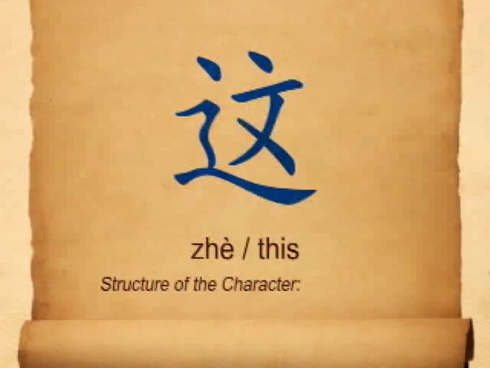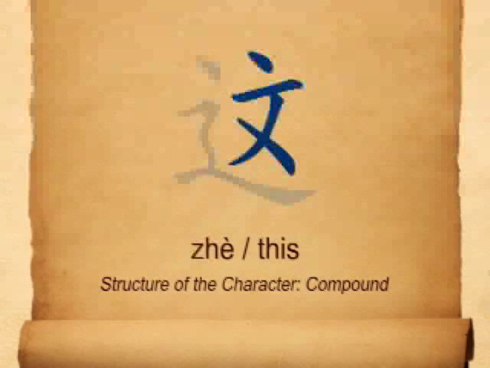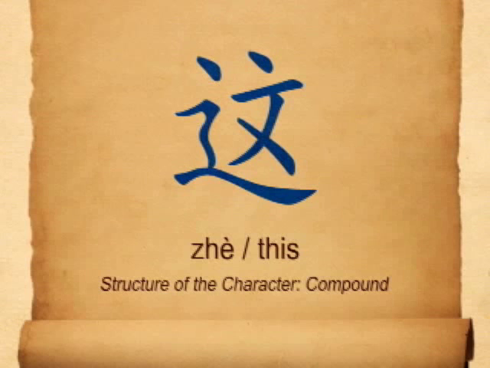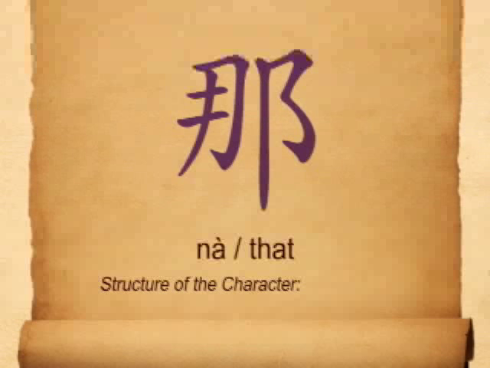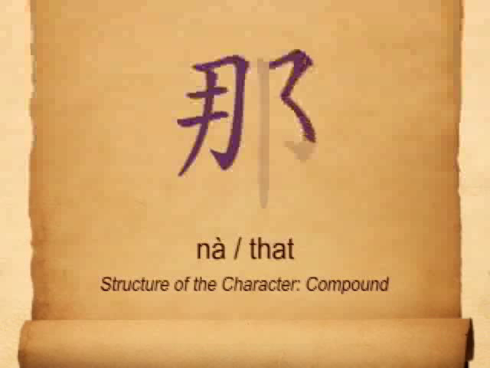Now, let's look at the characters for these words. Here is 这. Look for the parts. What is this structure? Excellent! It is compound. How many strokes do you think it takes to write 这? 7 is correct. Look at 那. It has parts on the left and the right. That makes it what? 对了, correct. It's compound. How many strokes make up 那?